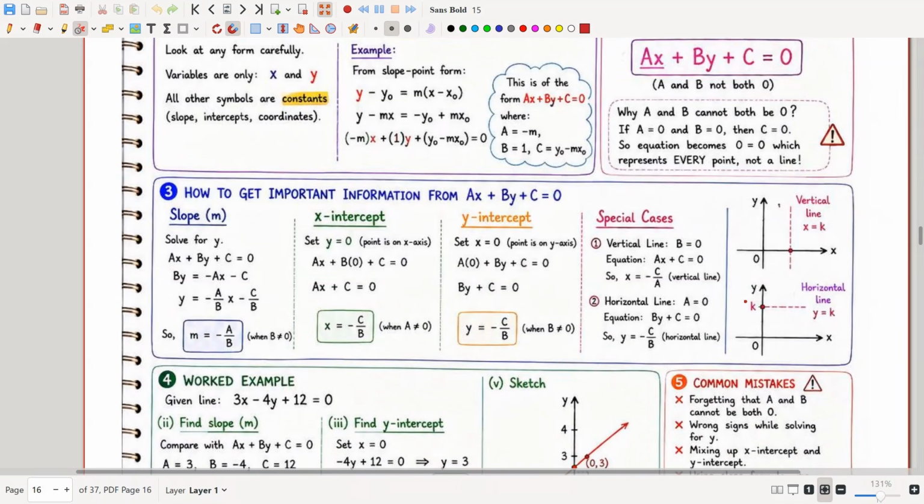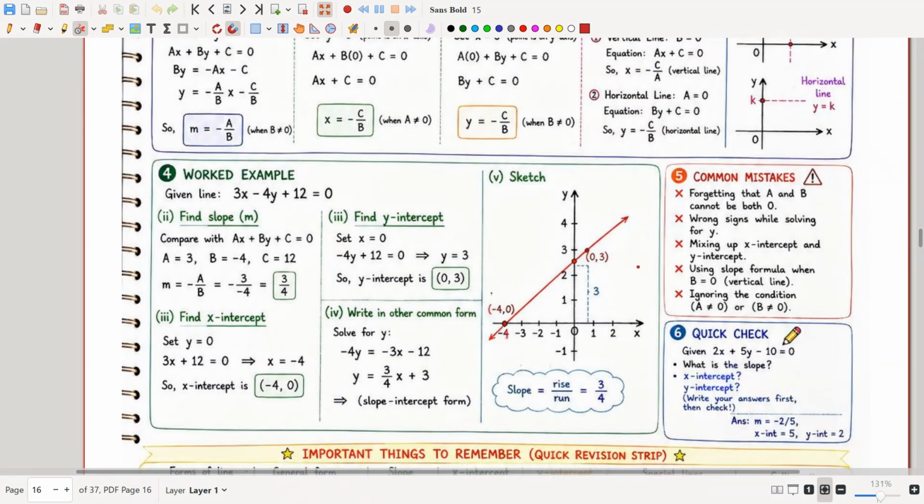So from this equation you can get much information. The first is the slope m. To find the slope m, you have to divide minus a by b. From this you have a, b, c. So m is equal to minus a by b, x-intercept is equal to minus c by a, and y-intercept is equal to minus c by b. Some special cases are there, but these are not necessary for our calculation, so we skip this.